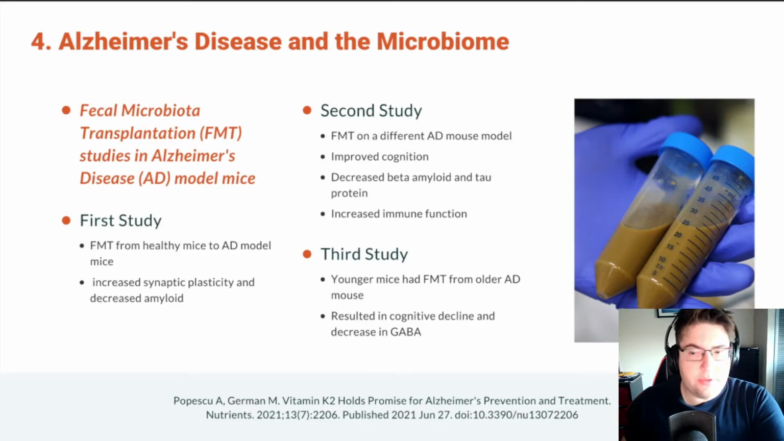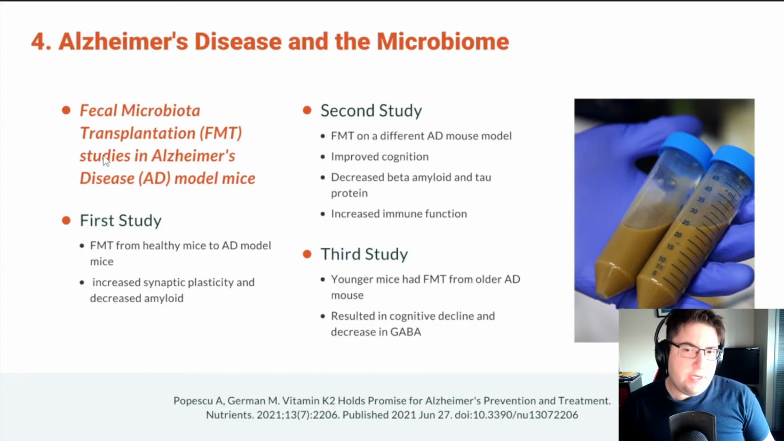So, first of all, a lot of the studies on the microbiome and Alzheimer's disease are conducted with fecal microbiota transplantation. Fecal microbiota transplantations are just what the name sounds like. They're fecal matter transplantations. They basically get the feces from one person or one animal and transplant it to the gut of another animal or person. For example, in this case, it's using Alzheimer's disease model mice. So they're transplanting it from model mice to model mice.